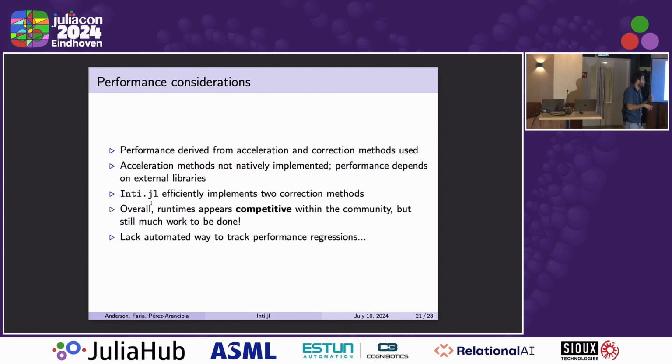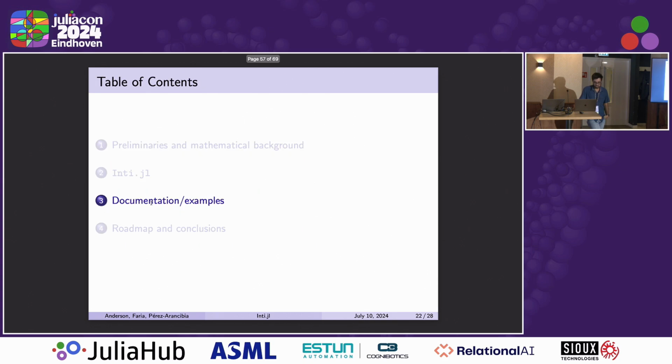The runtime overall appears competitive with other things that we had in our research, so old code written in Fortran or things like that. But I think there's still, of course, much work to be done, and it's by no means complete. Okay, we don't have an automated way for now to track performance regressions. I know there are packages for that, but we just didn't do the work required. And now, just to show what the documentation looks like, maybe some examples.